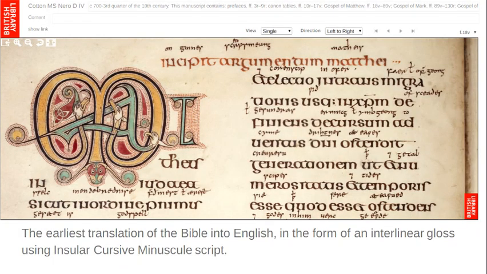Here is actually the earliest translation of the Bible into English, and it's in the form of an interlinear gloss. So it's a very literal translation because it's word for word, as it were, but it's still very useful for the study of early medieval English. And the Latin script itself is written in a quite elegant insular half uncial, as you may recognise from an earlier lesson.